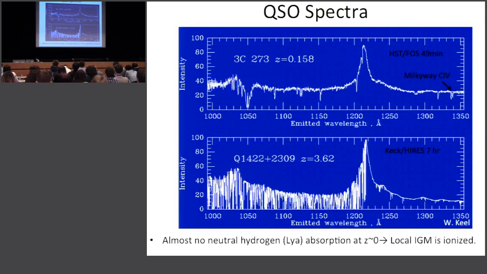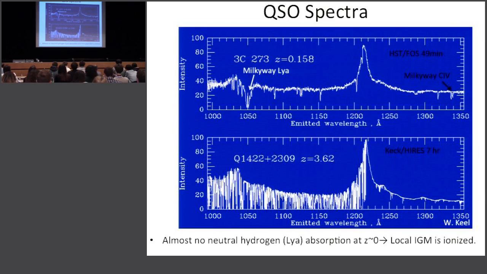So this is the UV spectrum of 3C273 at redshift 1.6, and this is the Lyman-alpha, and this is our Milky Way Lyman-alpha absorption. So in other words, between this quasar and us, we do not see significant absorption. In other words, the medium is quite transparent for Lyman-alpha, and it is a very good contrast with the quasar spectra at redshift around 4, where you see significant absorption features.